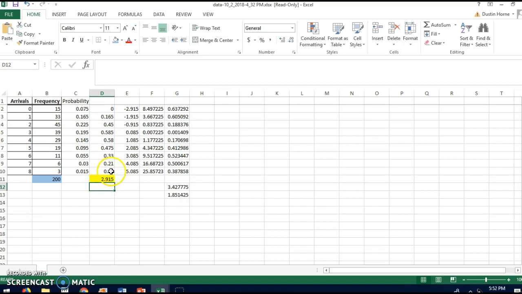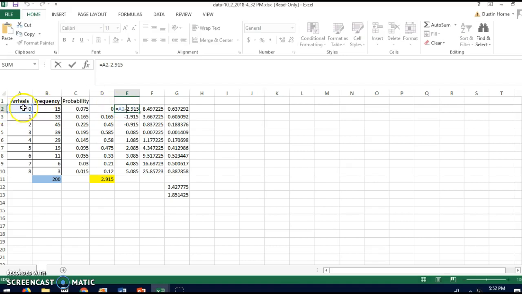Now that you have the mean, you're going to take your arrival number and you're going to subtract your mean. So you're going to do 0, your 0 minus your 2.915. So then you're going to do 1 minus 2.915, and then 2 minus 2.915. You're going to take each one of these numbers and subtract 2.915.